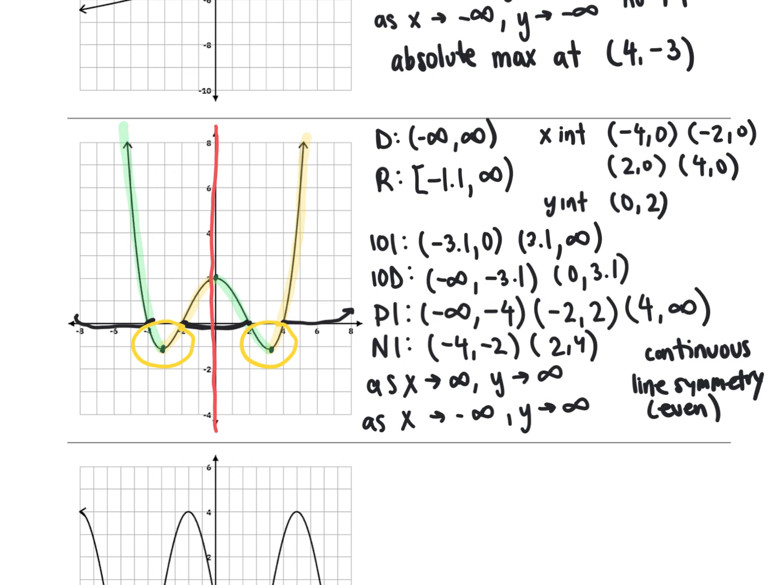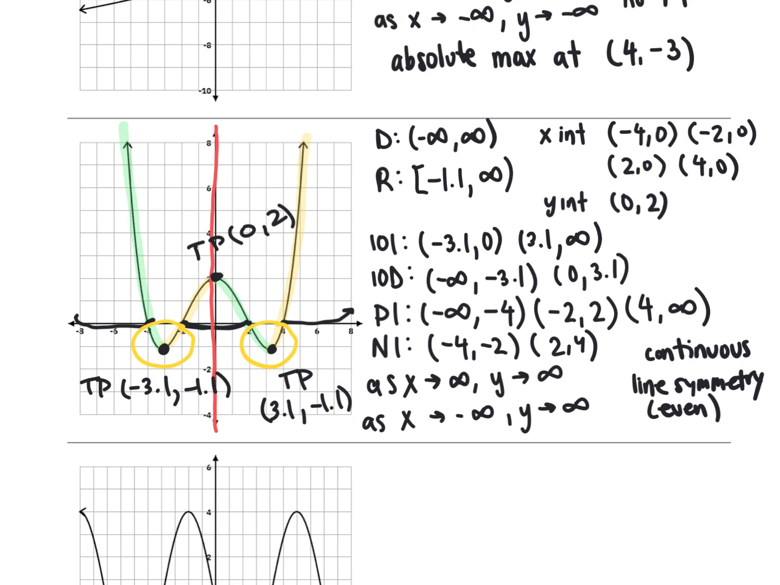Finally, turning points. We do have a few because there are a few changes in direction. We have a turning point here, here, and here. So I'm just going to label them on my graph. So we have a turning point at, again, I am estimating here, (-3.1, -1.1), another one here at (3.1, -1.1), and then that y-intercept of (0, 2).